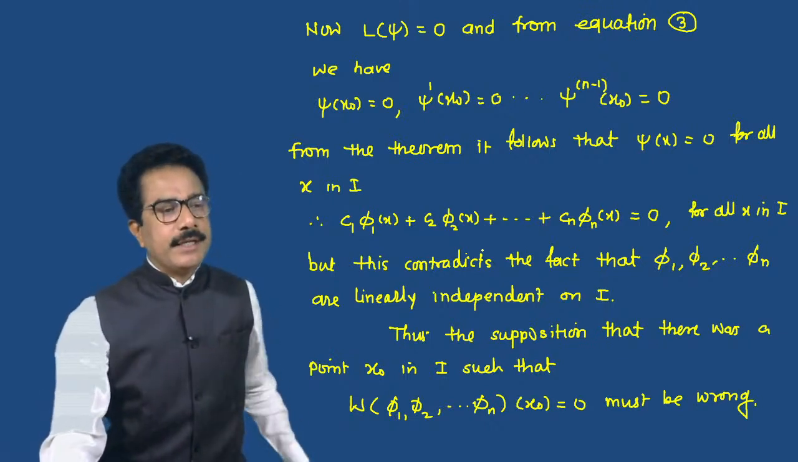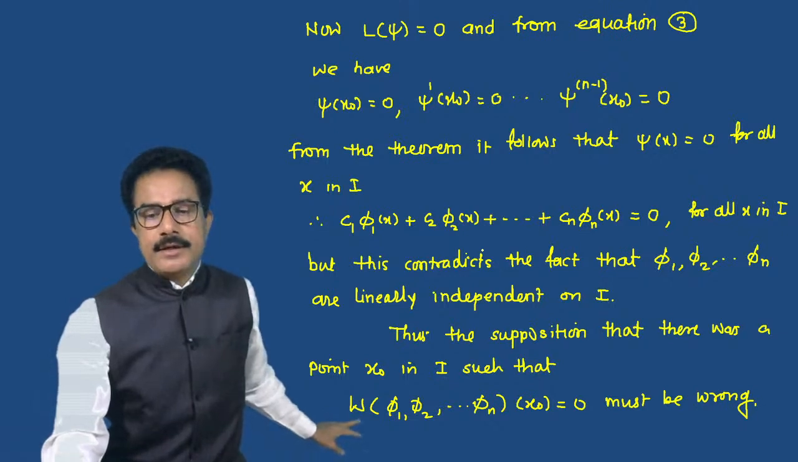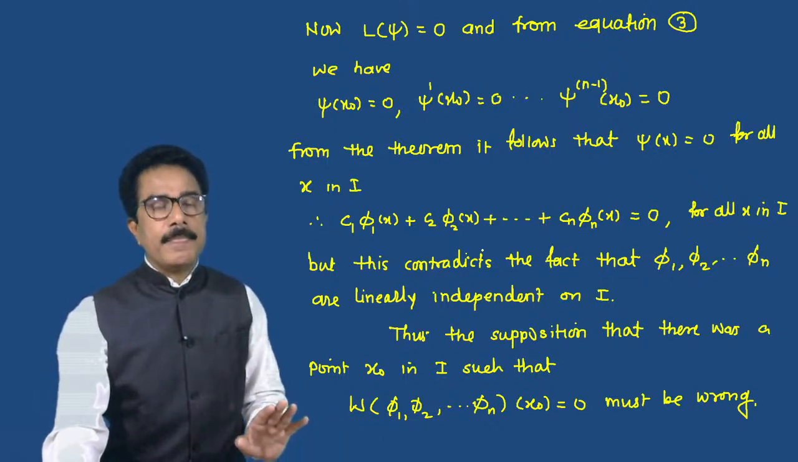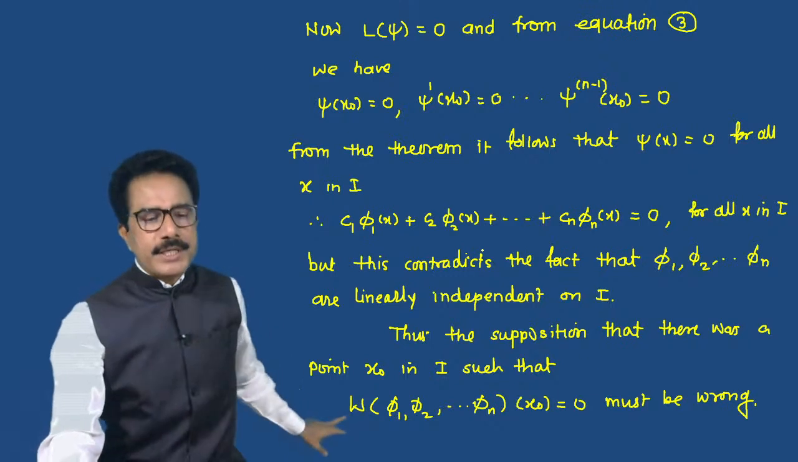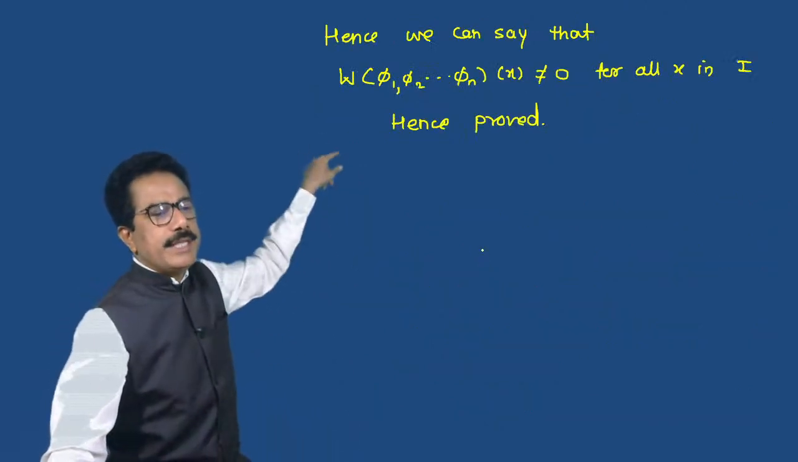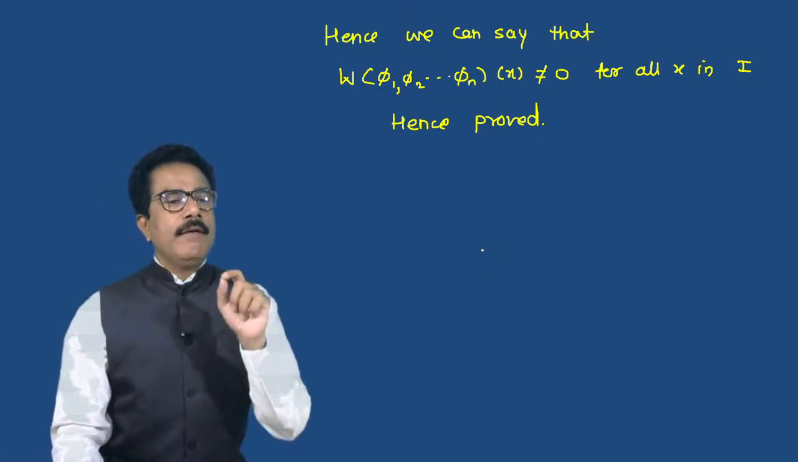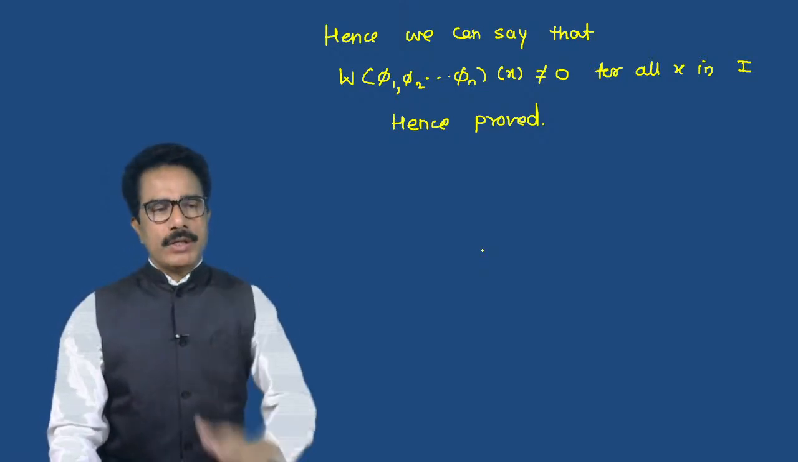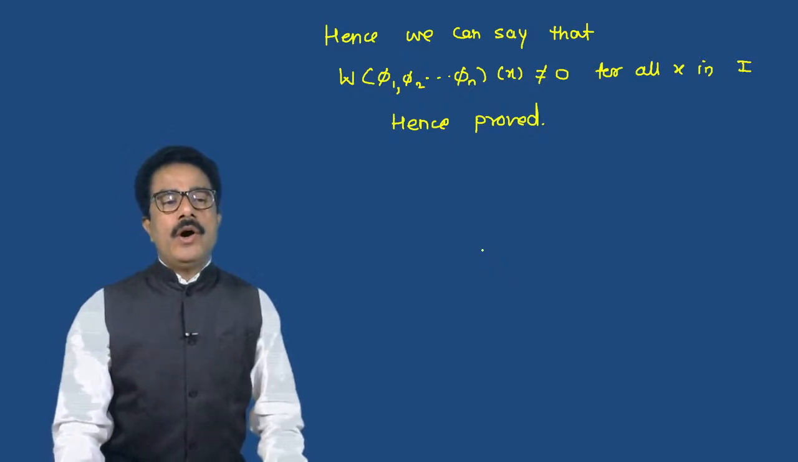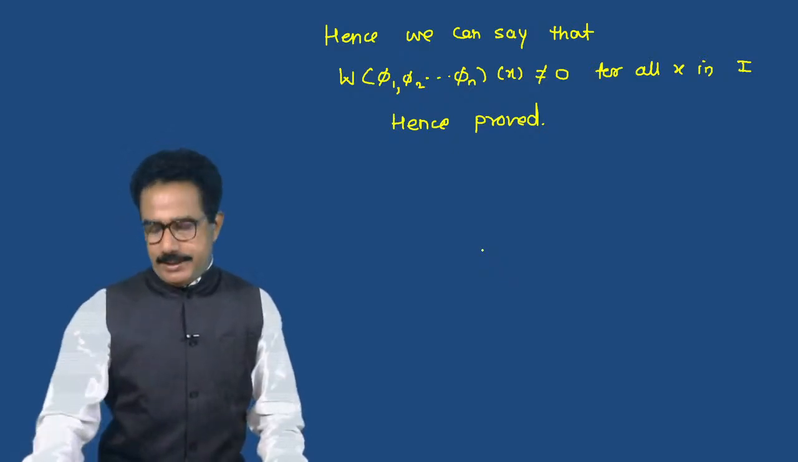So we get the result that the Wronskian, which was supposed to be 0, is wrong, and hence we say that the Wronskian of phi 1, phi 2, ... phi n of x is not equal to 0 for all x in I, and hence proved.